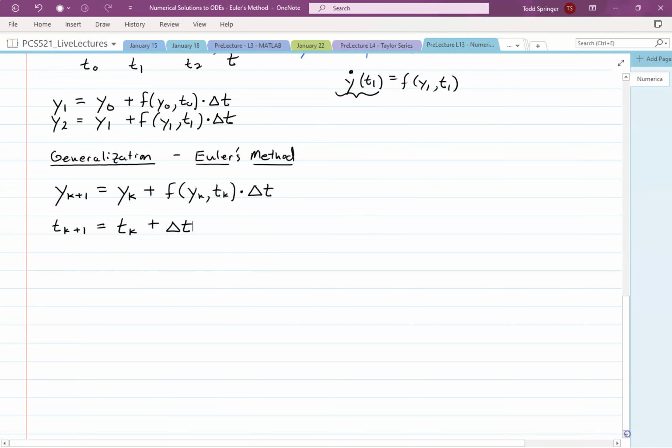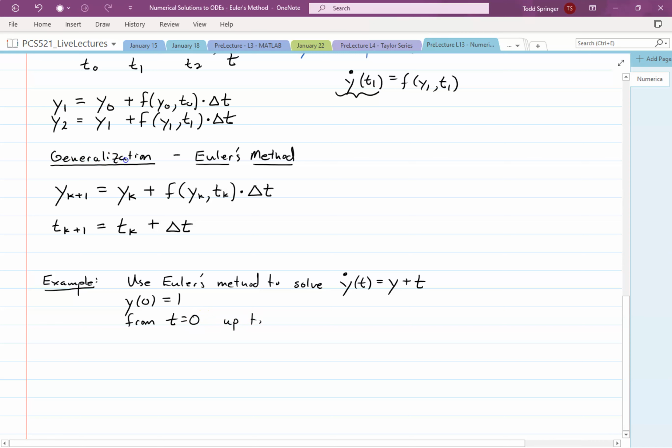So what I'm going to do is, let's do an example here. Use Euler's method to solve the ODE y dot of t is equal to y plus t, with the condition y of 0 is equal to 1, from t equals 0 up to t equals 1, using, let's say, 10 iterations.